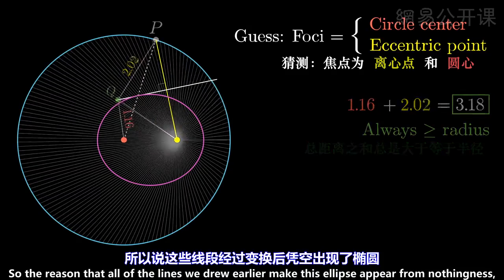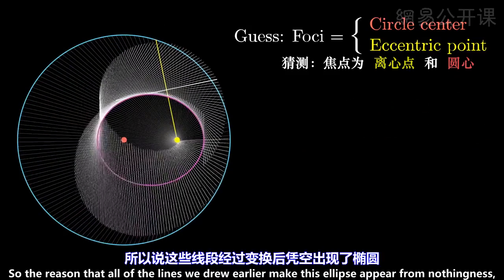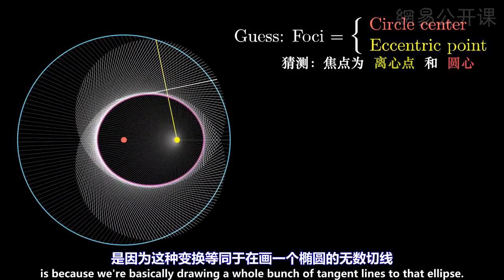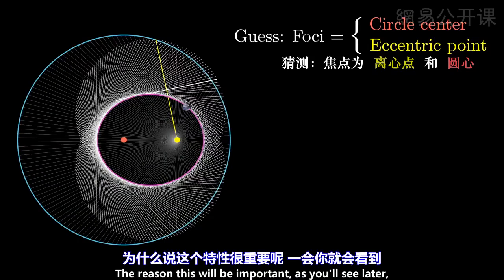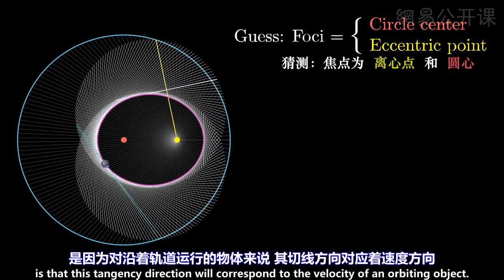So, the reason that all of the lines that we drew earlier make this ellipse appear from nothingness is because we're basically drawing a whole bunch of the tangent lines to that ellipse. The reason that that's going to be important, as you'll see later, is that this tangency direction is going to correspond to the velocity of an orbiting object.